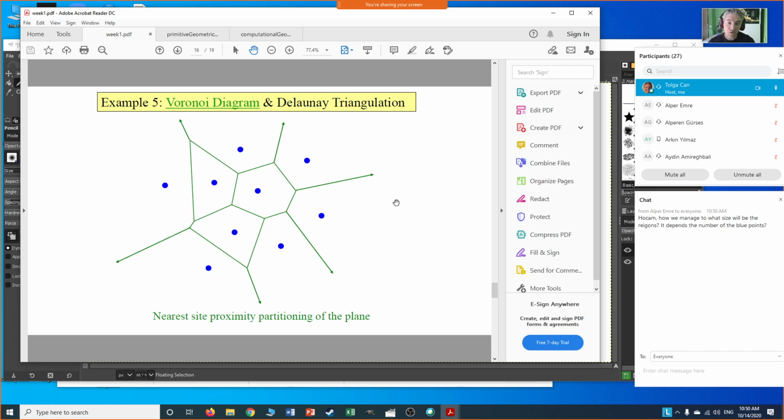Yeah, the sizes of these regions are determined automatically. It depends on the number and also the location of those blue points. So, for example, the size of this region is really determined by the location of these other points. So given a set of blue points as input, a unique Voronoi diagram exists.